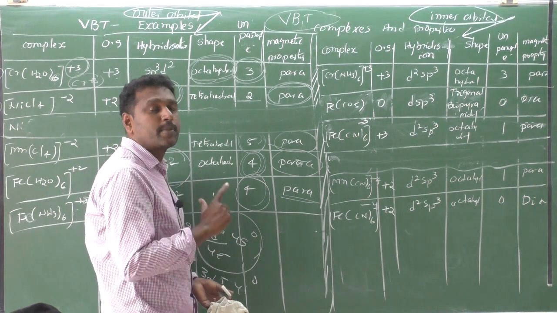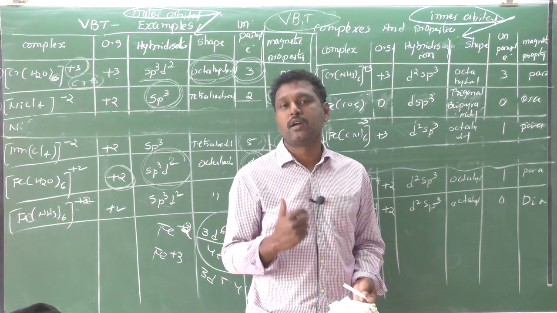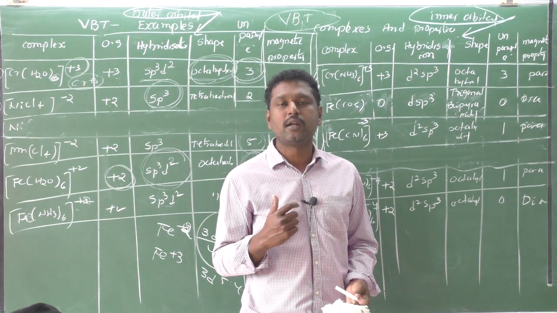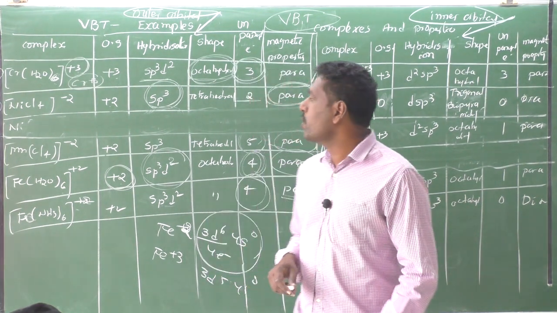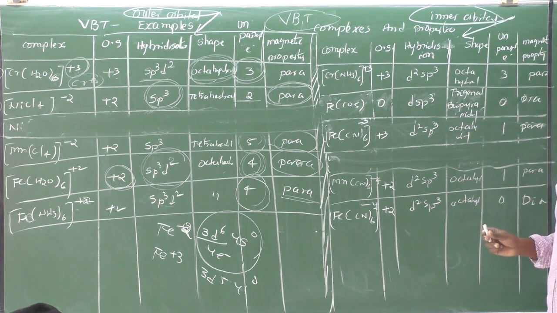So how are outer orbital complex compounds formed? I have already given two examples. I will explain about VBT, valence bond theory. So now we will discuss the inner orbital complex compounds.